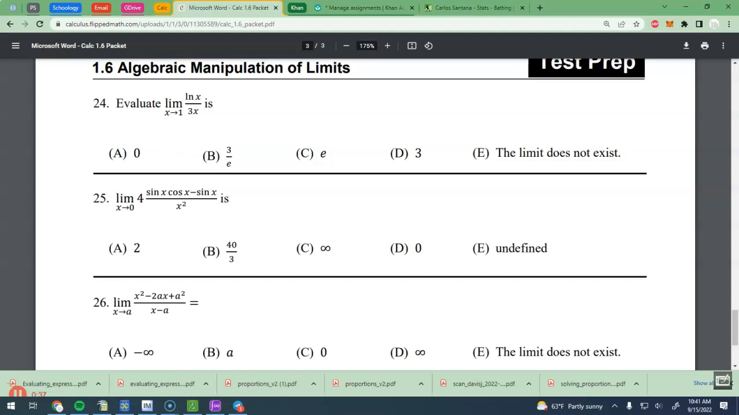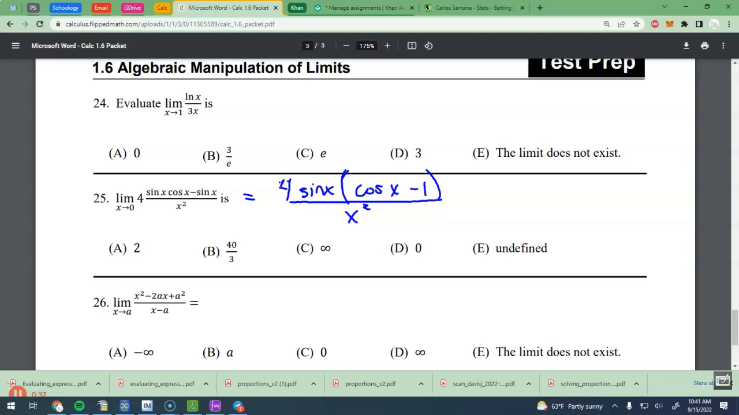So I see signposts, and one thing I notice is I can put that 4 just on top. But if I could take a sine of x out, reverse distribute, factor out a sine of x, what I would have left would be cosine of x minus 1. And then I've got x squared on the bottom still. And I can kind of see where I'm supposed to go now.